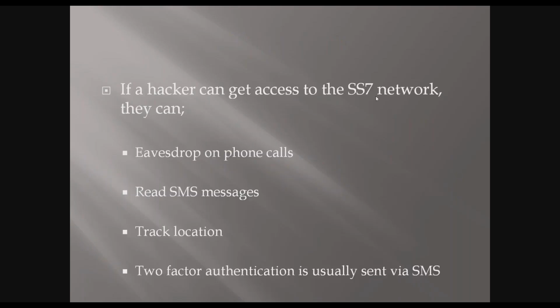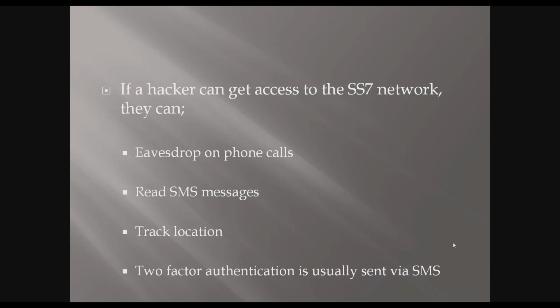If a hacker can get access to the SS7 network, okay, they can eavesdrop on phone calls, and this is primarily what it's being used for right now. They can read SMS messages, because basically all you need is momentary access to the SS7 system to get the SMS message. If you're going to eavesdrop, you're going to have to be in there for a while. You can track location, get two-factor authentication, okay, and this is the primary purpose that people are using it for right now, to get that two-factor authentication.